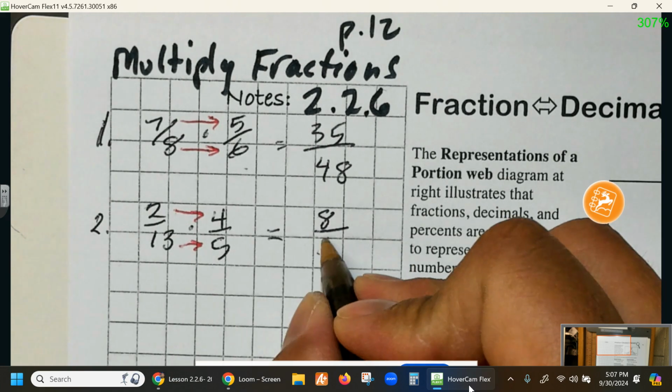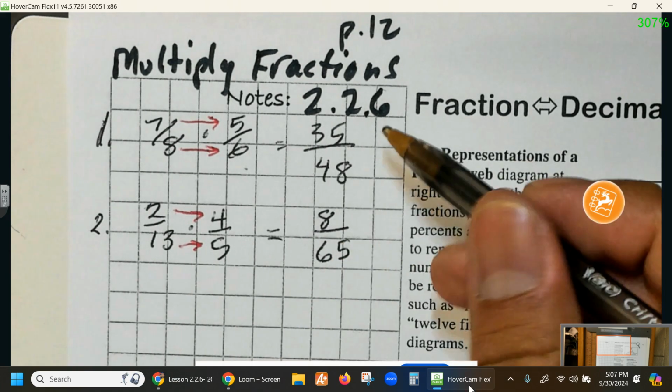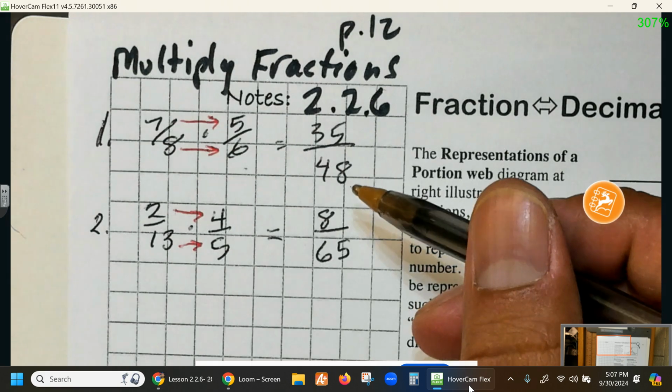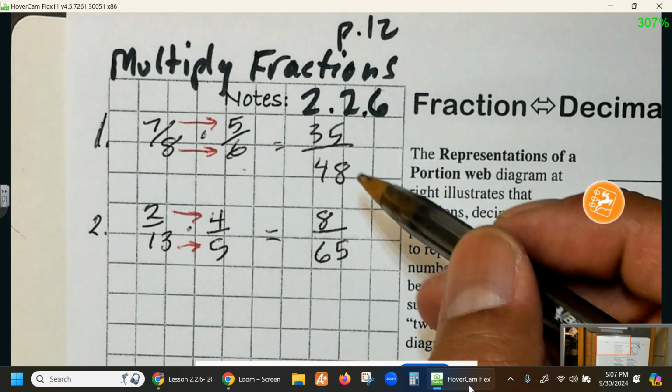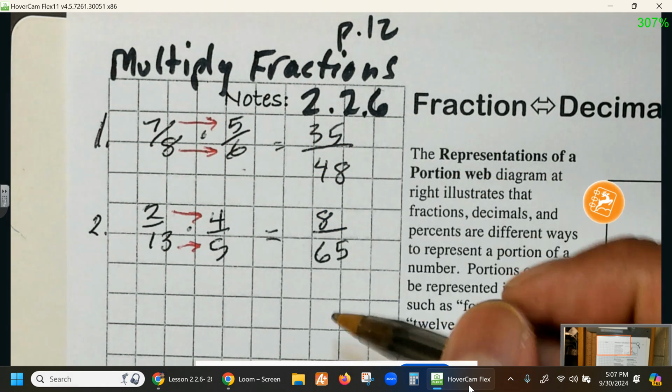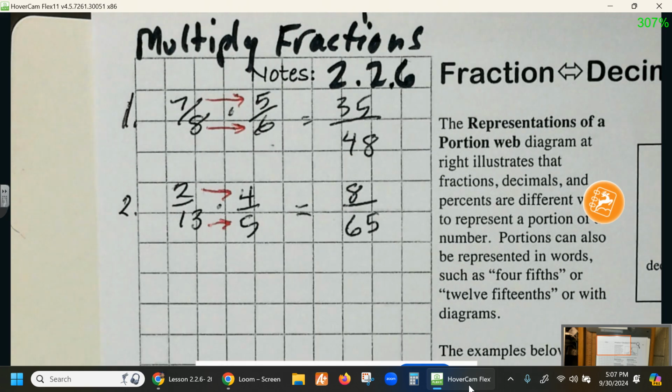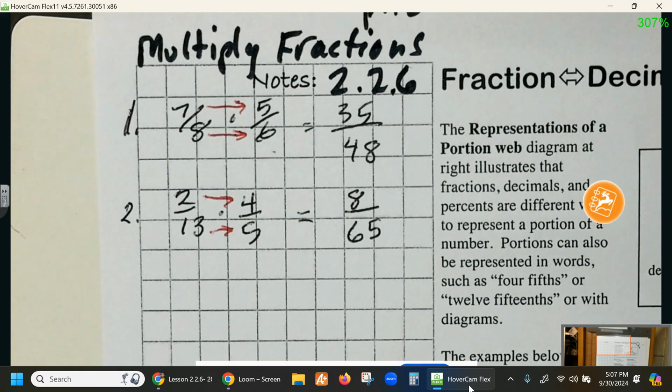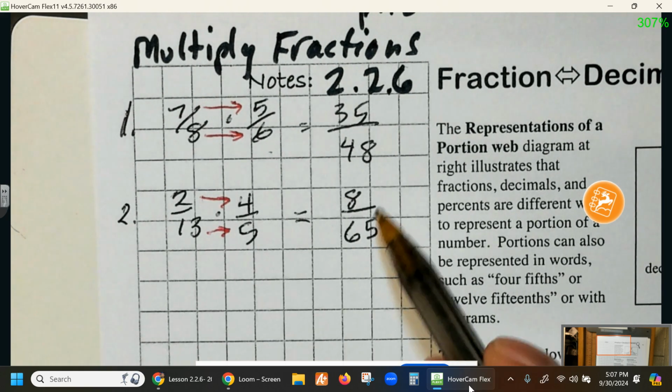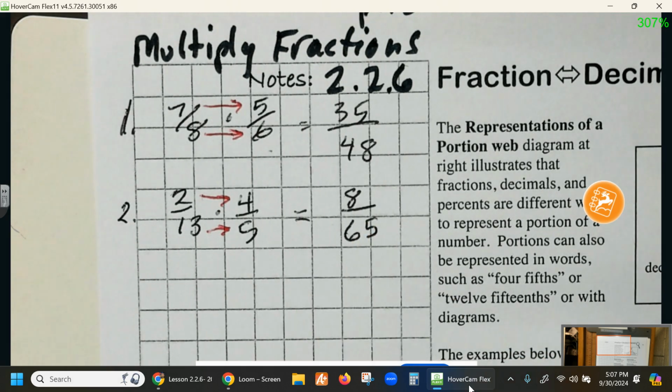Okay, so easy enough. We go straight across, and we have 2 times 4, which is 8, and 13 times 5, which is 65. Now we always look, whenever we're multiplying these numbers to get a fractional answer, to see if we can reduce this. We always reduce our fractions to make it simplified. Okay, so 8 and 65, they do not share a common factor, so we can't reduce that.